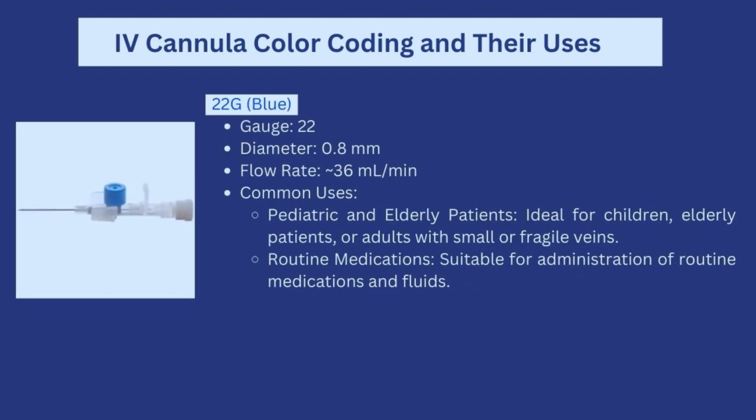Next is the blue cannula, which is gauge 22, diameter of 0.8 millimeters and a flow rate of approximately 36 ml per minute. It is commonly used in pediatric patients and elderly patients that have very wobbly or fragile veins, and is also used to administer routine medications.